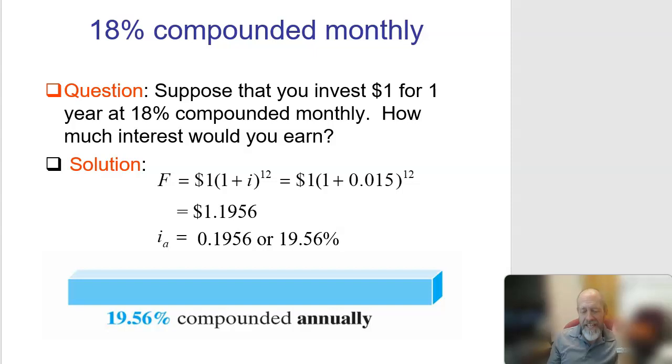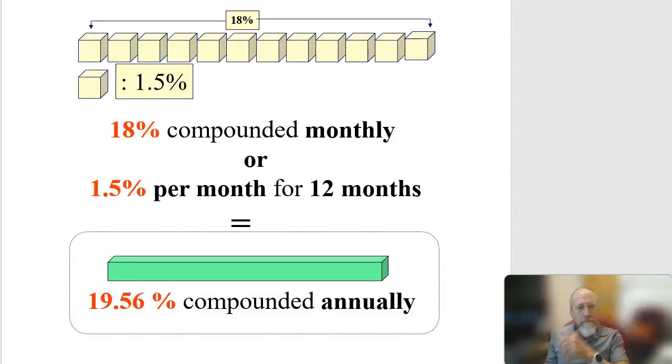Yes, that makes the entire concept of money management a little bit more complex. But the reality is, if you get that real interest rate, the effective interest rate, what it really means is that you can use that effective interest rate when you're trying to do present or future worth, or even worth of a series. So bottom line is that 18% compounded monthly is really 1.5% per month for 12 months, which is actually 19.56% when compounded annually.